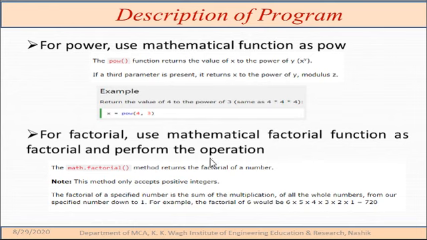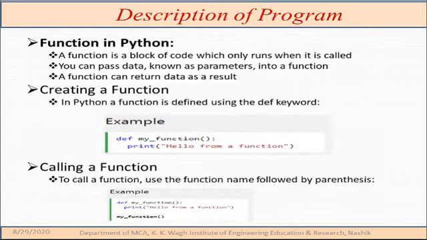Similarly, the factorial can be calculated by using the factorial method, and it returns the factorial of that specific number. Hope everybody knows how to calculate the factorial. If I take the example of 6, to calculate the factorial of 6 I multiply 6 into 5 into 4 into 3 into 2 into 1, and the answer I get is 720. Then, how to implement the function concept in Python?